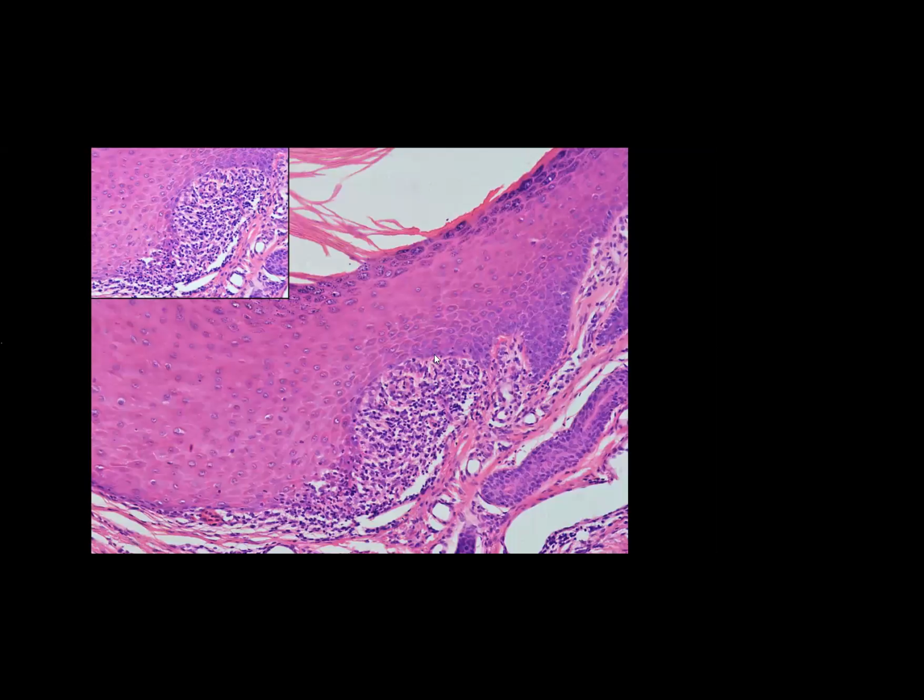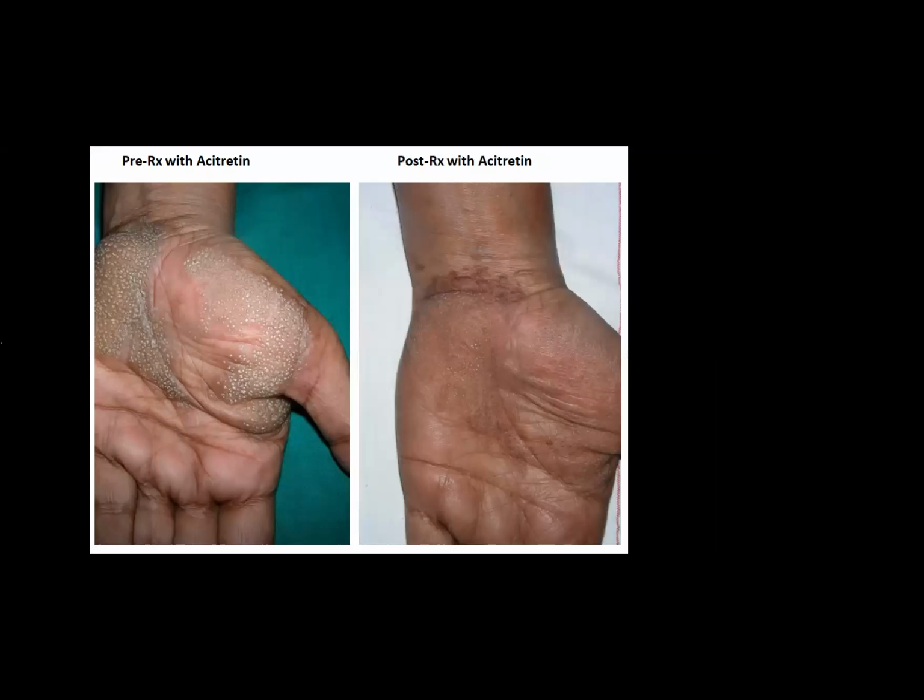On higher magnification, we could appreciate that overlying the lichenoid lymphocytic infiltrate, there was significant basal cell damage. So this was suggestive of a lichenoid tissue reaction. We considered this to be an unusual morphology of palmoplantar lichen planus. Since they manifested as hyperkeratotic plaques, it was treated with acitretin. Within 2 months, there was complete resolution of all these plaques. So we recognized that these hyperkeratotic papules and plaques could be a manifestation of lichen planus.